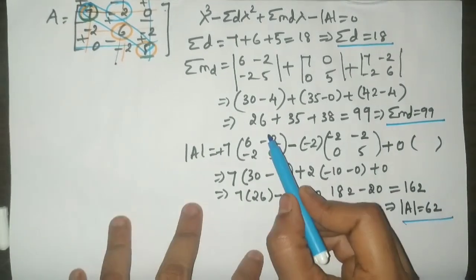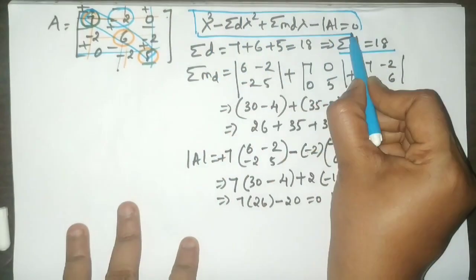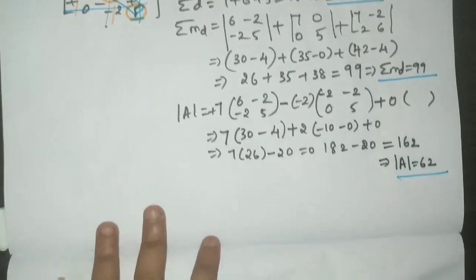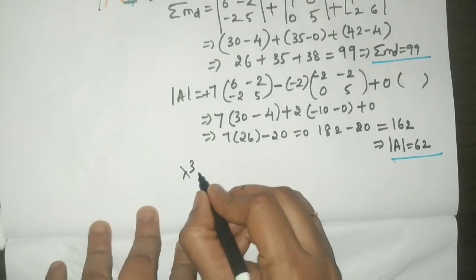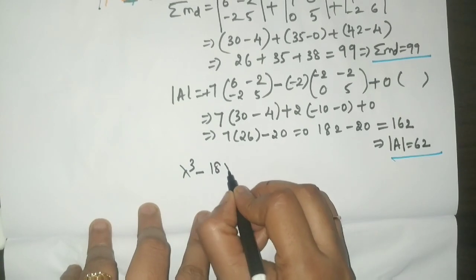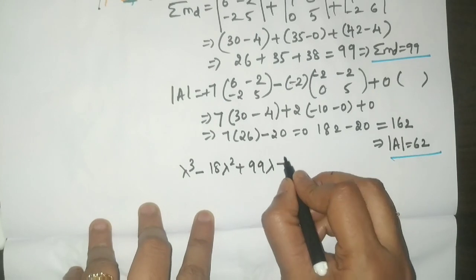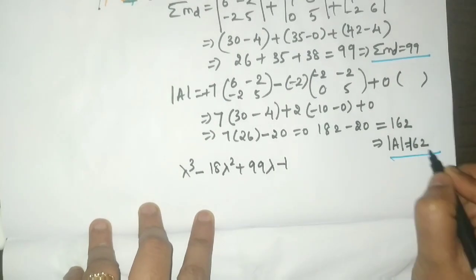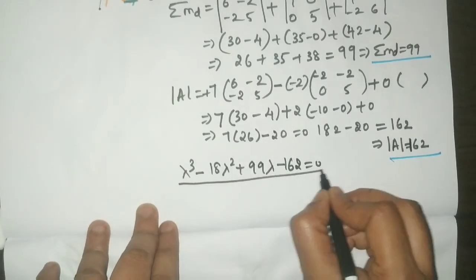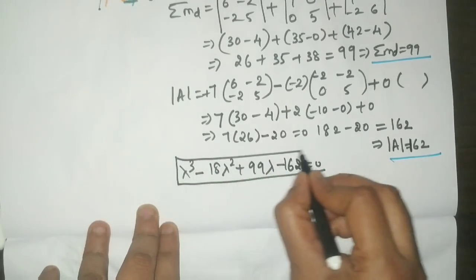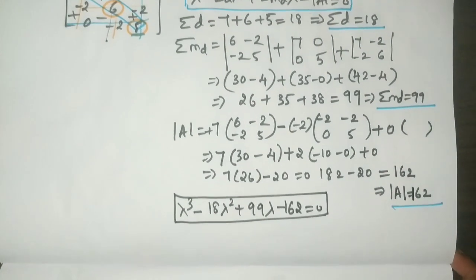So what you have to do now is substitute all these values, summation MD, summation D and mod A, into the standard formula. This is the easiest way to get the solution for a 3 cross 3 matrix. Okay. So when I substitute, I am getting lambda cube minus 18 lambda square plus 99 lambda minus 162 equal to 0. You can verify this is the same answer which we got using the characteristic equation also.